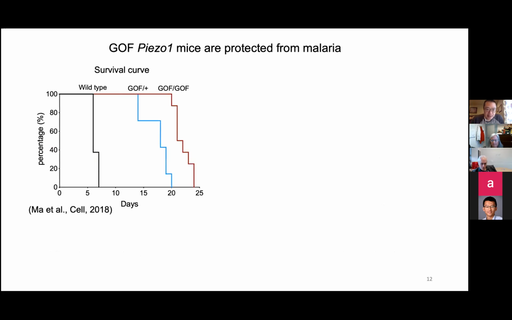Indeed, when we infected the wild-type animals with the rodent-specific Plasmodium, the wild-type animals died between 5 to 10 days. However, the gain-of-function mice, either heterozygotes or homozygotes, survived significantly longer after malaria infection than the wild type. This suggests that the gain-of-function piezo-1 actually confers resistance to malaria infection in vivo in rodents.